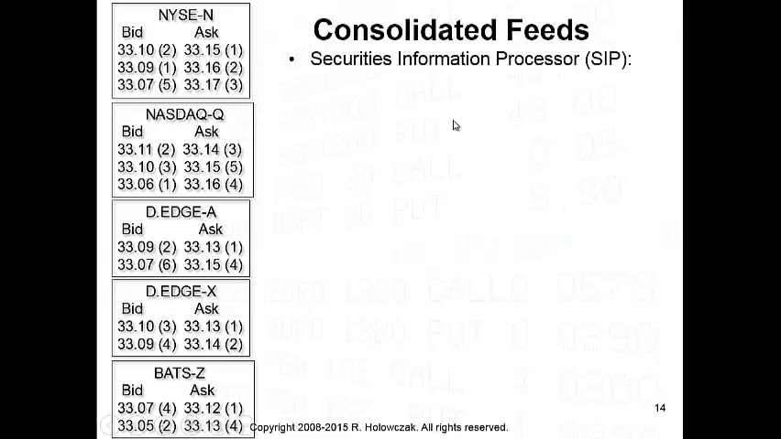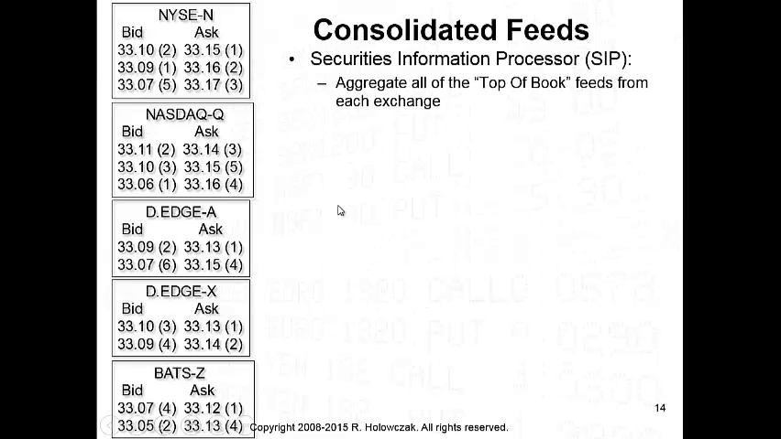Now I want to talk a little bit about consolidated feeds. The main actor that comes into play here is what we call a Securities Information Processor, or a SIP. If we look at each exchange that's operating an order book for each of the securities they trade, maybe this is New York Stock Exchange for Intel, this is NASDAQ trading Intel, this is DirectEdge A trading Intel, this is DirectEdge X exchange trading Intel, and here's BATS Z exchange trading Intel. It's all the same stock. We just see the order books from each exchange.